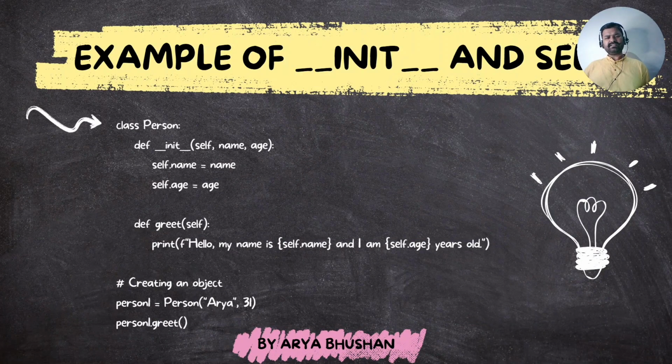Let's take a practical example here. We have a class Person with attributes name and age. When we create an object, the init method initializes these attributes. The greet method then uses self to access the attributes and print a message.